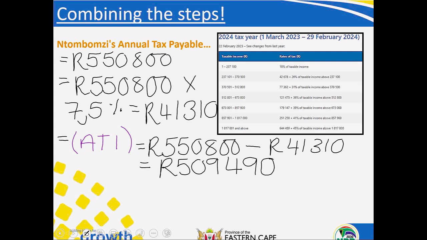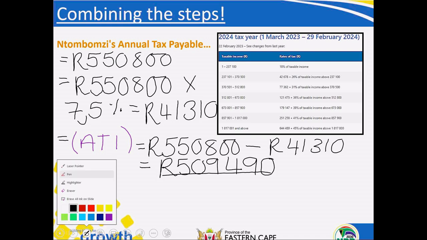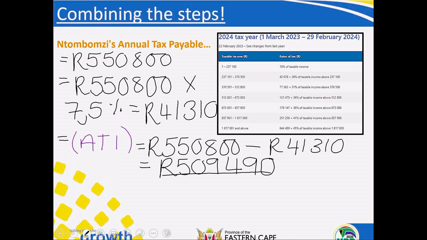Do we put our pens down? Do we stop and lay back now? Not at all. We still have things to do. We still actually need to determine her annual tax payable. And now that we have her ATI, we can head over to the tax table. So we need to look at her annual taxable income and see which of the brackets it falls into. So, in other words, where this answer falls into the tax table.